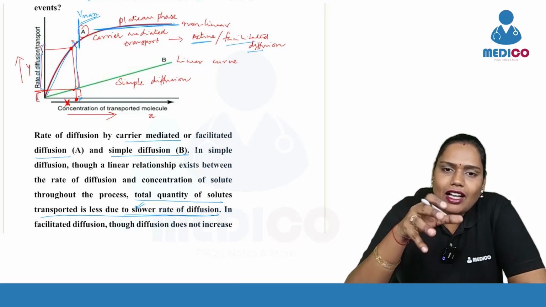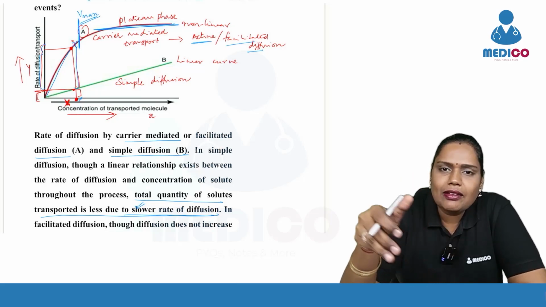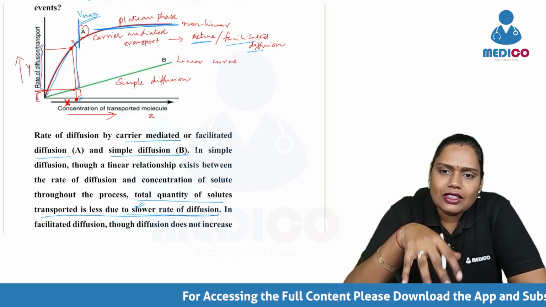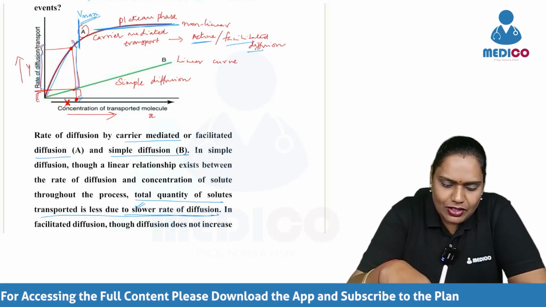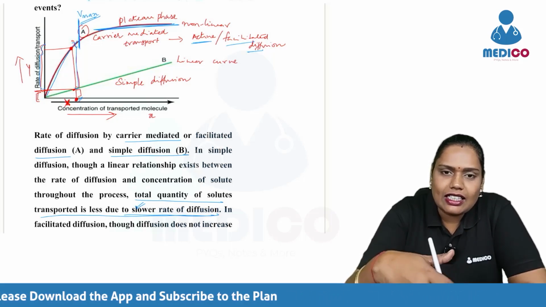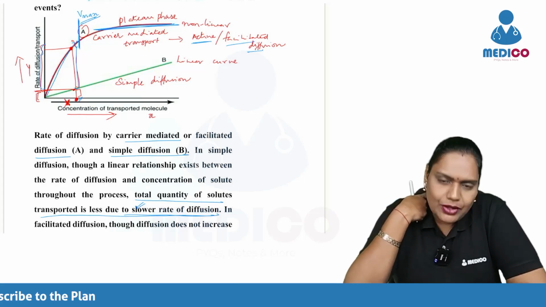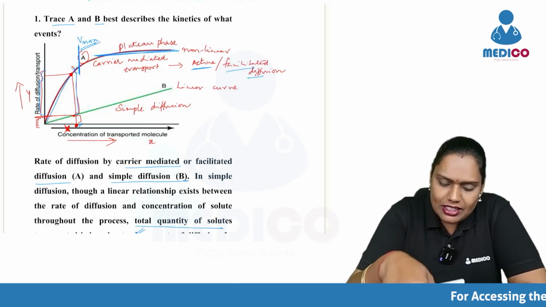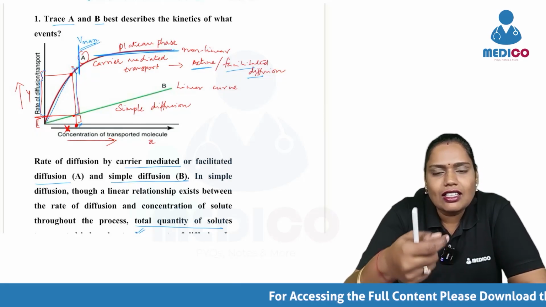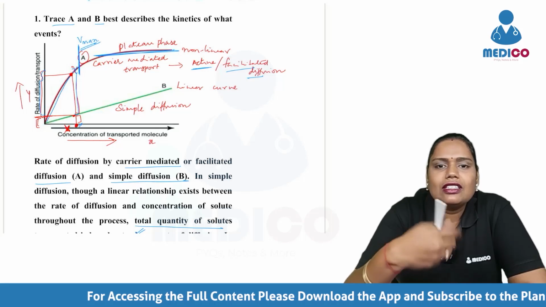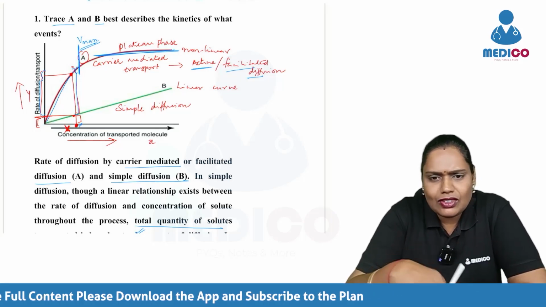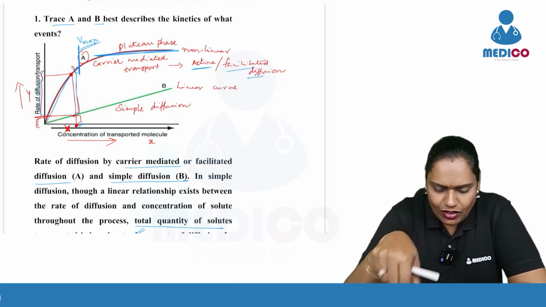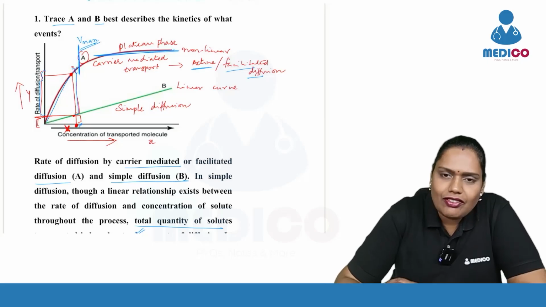But the amount of substance transported via a carrier mediated transport process is far higher compared to simple diffusion. So that is what we can understand from this graph, these two concepts. Questions can usually be asked: identify trace A and B, or what do you understand from trace A and trace B, or in which among these two the transport is going to be faster. Any type of question can come from this. Whatever the question, now that you have a clear understanding of the graph, you will be able to answer any of them.